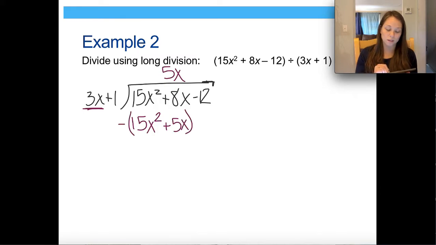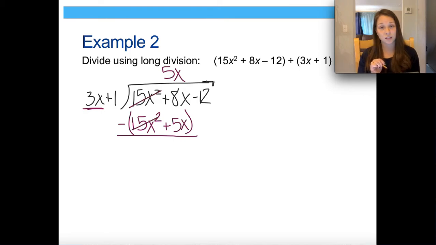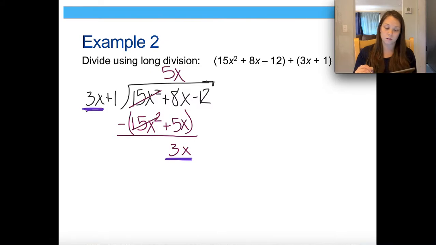Wrap it in parentheses and subtract. 15x squared minus 15x squared is 0. 8 minus 5 is 3x. Now thinking about 3x from my divisor times what is going to give me the 3x underneath? Well, that would be 1. Oops, and I forgot to carry down the minus 12 here. There we go. So 1 times 3x is 3x.